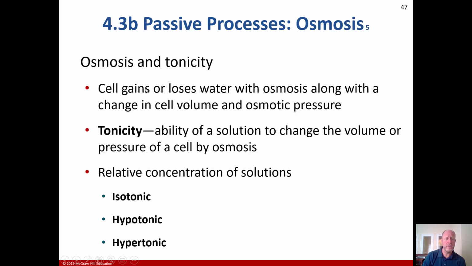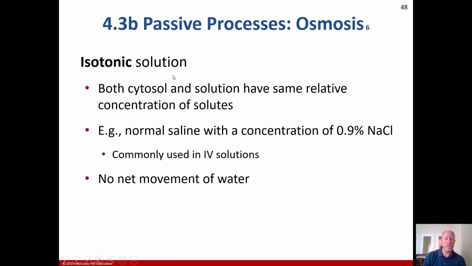For osmosis and tonicity, a cell gains or loses water with osmosis along with a change in cell volume and osmotic pressure. Tonicity is the ability of the solution to change the volume or the pressure of a cell by osmosis. And the relative concentrations of solutions are isotonic, hypotonic, and hypertonic. An isotonic solution is where both the cytosol and the solution have the same relative concentration of solutes.